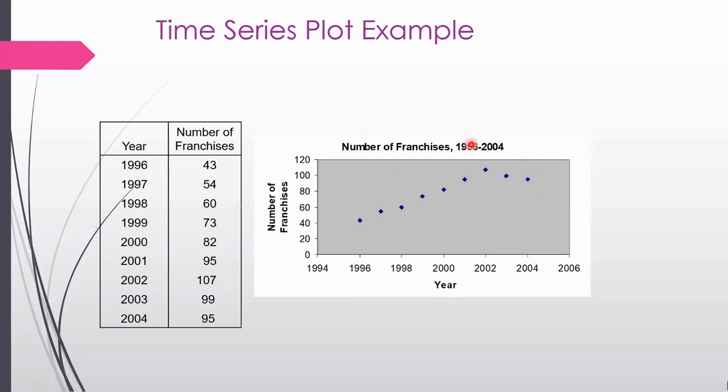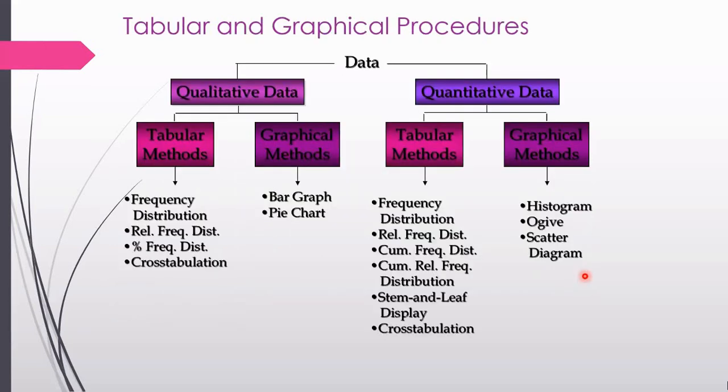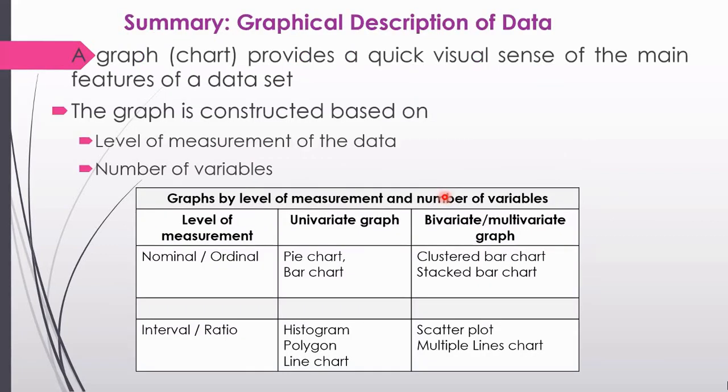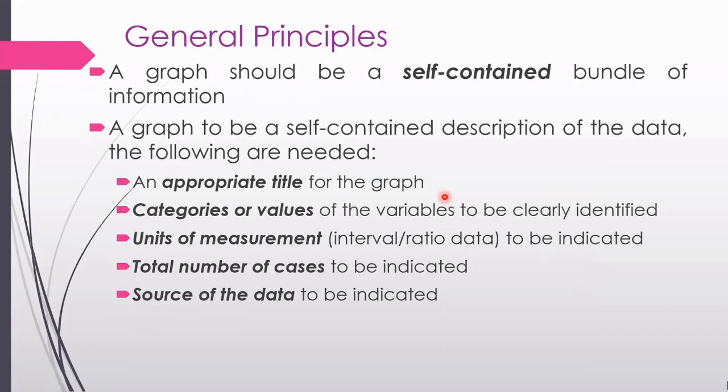So the number of franchises is a quantitative variable. We are looking at the changes in the pattern year-wise. So this is the summary of how we can summarize qualitative data. And for quantitative data, how we can summarize, right? And here also another measure, based on the level of measurement and the number of variables, of how we are summarizing the data. And then you read it.